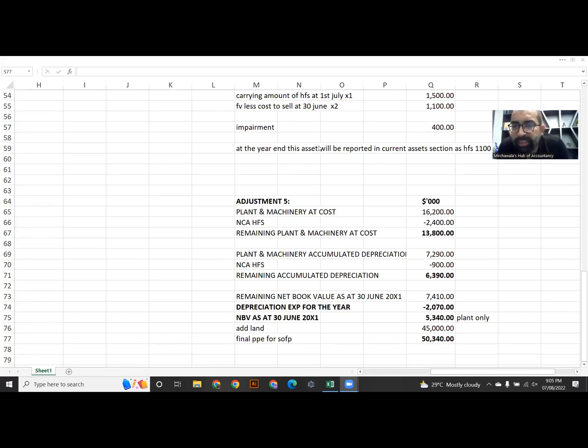Now, all of you tell me one thing. This depreciation of 2070 will go in the cost of sales, right? And this impairment, look here, will also go in cost of sales. Impairment for the year and depreciation expense for the year both go in cost of sales.